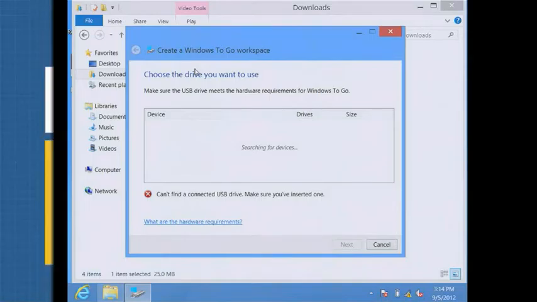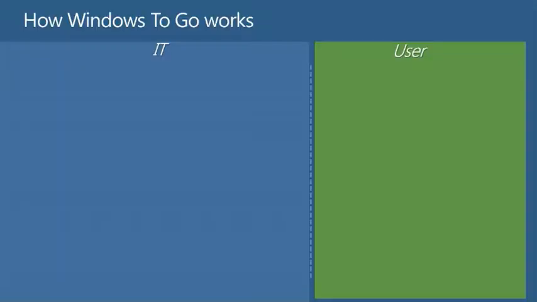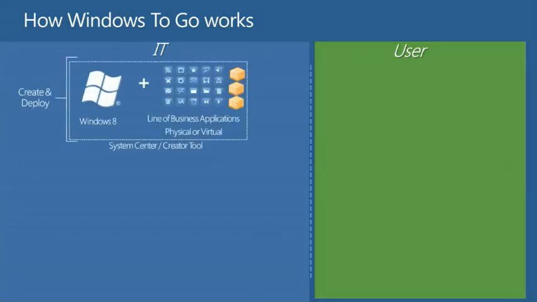Okay, so just to wrap it up before we open it up for questions, we've got about 15 minutes for questions. I promise I'll get you out of here on time for your beer. First thing we need to do is think about Windows to Go from the IT side of the fence and the user side of the fence.